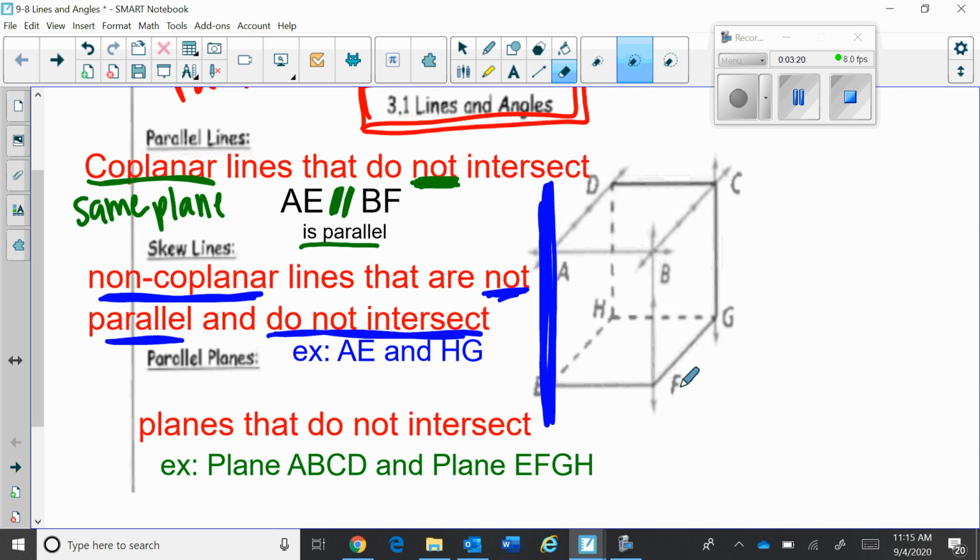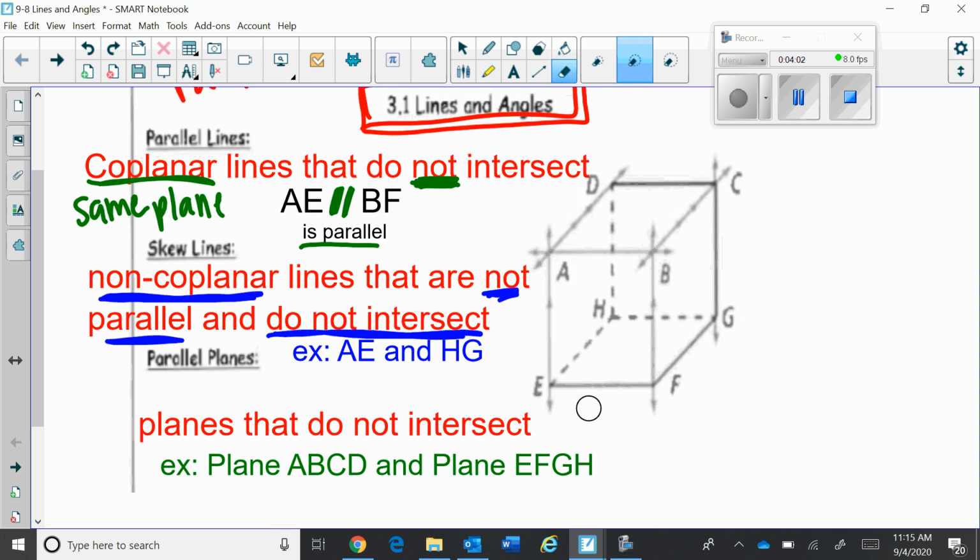And then we do not want to touch. So HG right here, if we were to extend both of those lines, I know it's a little hard to see, you would think they were going to intersect, but they're on 2 separate planes. They're not touching on the box, so they're not going to intersect. So those 2 would be skew lines. They're not on the same plane, so they're not on the same side of the box, but they also are not touching each other. When I say touching, like EH right here would be touching the blue, so that would not be a skew line.